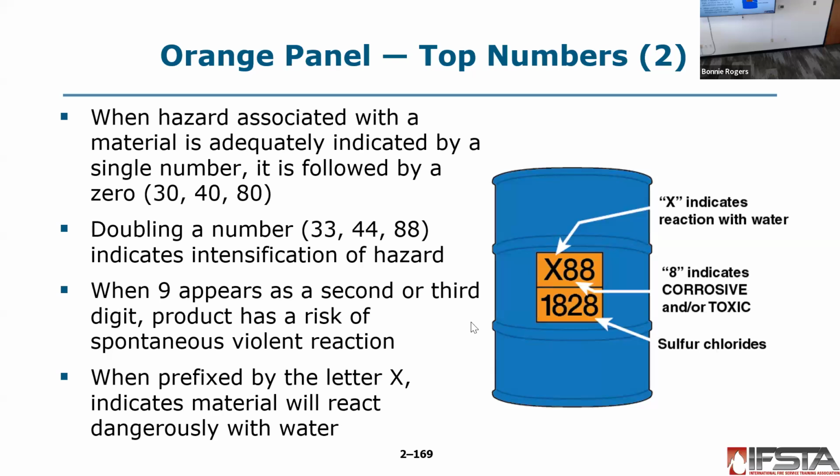Now if we see a 9, what's that? The miscellaneous. Oh, I'm sorry, a 9 again. I should have clarified; I didn't ask that very well. So you have an 8 and a 9: corrosive and violently reactive. Spontaneous violent reaction.